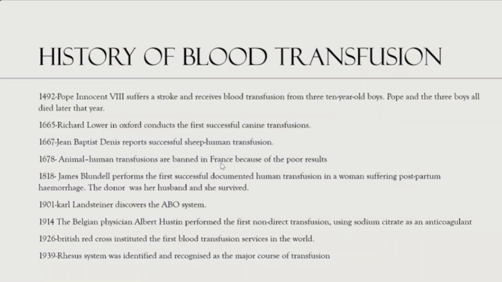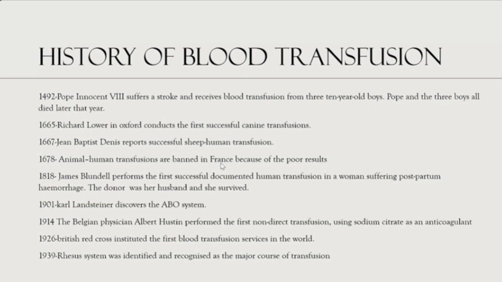Then in 1678, there was animal to human transfusion, but it was banned in France because of the poor results. Then in 1818, James Blundell performed the first successful documented human transfusion in a woman suffering postpartum hemorrhage. The donor was the husband, and she later survived.